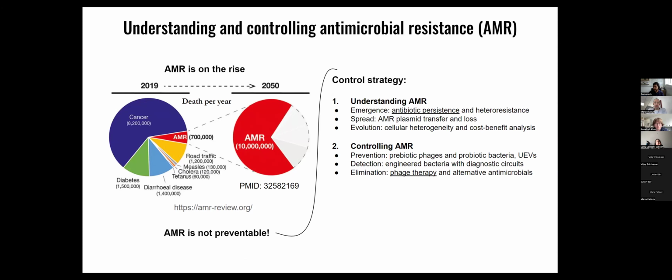We often use this knowledge to develop strategies to control AMR, which is at the level of prevention, where we're engineering prebiotic phages and probiotic bacteria, and urinary extracellular vesicles to tackle or prevent infections. We also work at the level of detection, where we're engineering bacteria which can act as living diagnostics in our body, and elimination, primarily through the use of phage therapy and alternative antimicrobials.